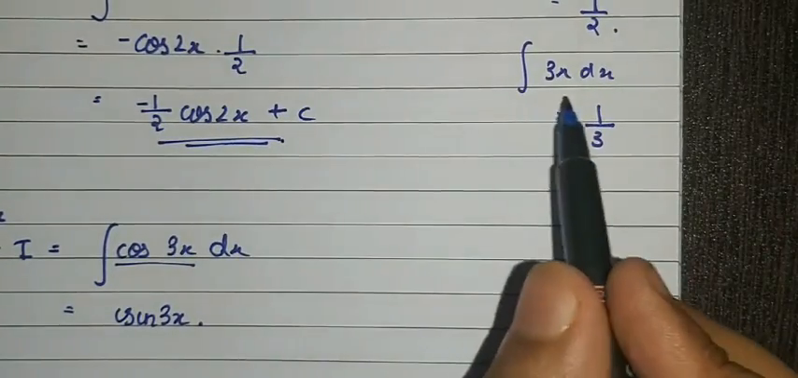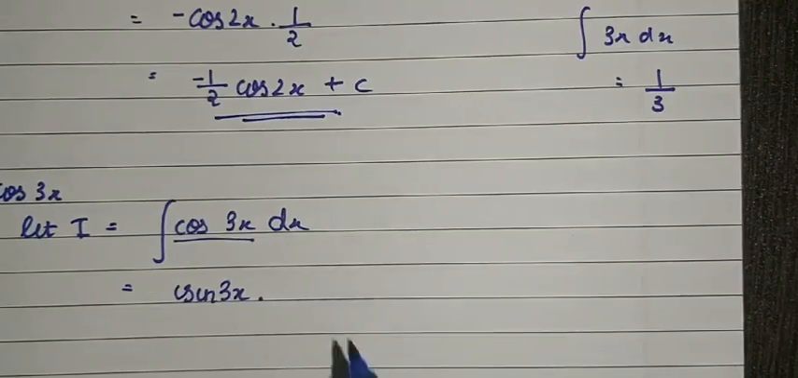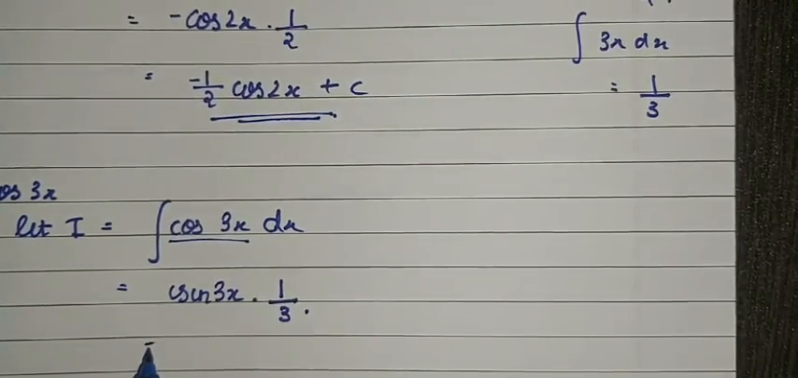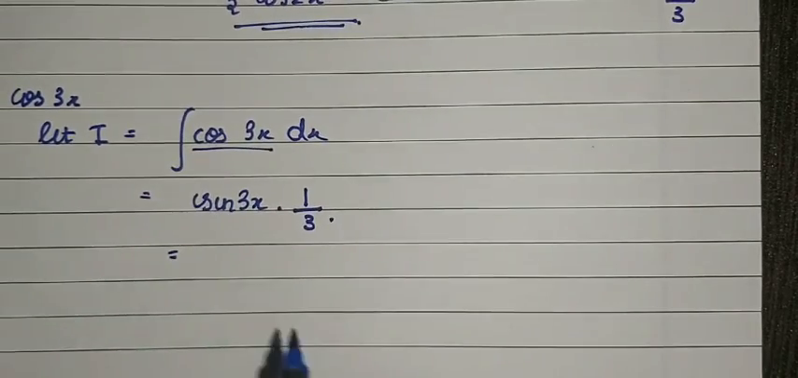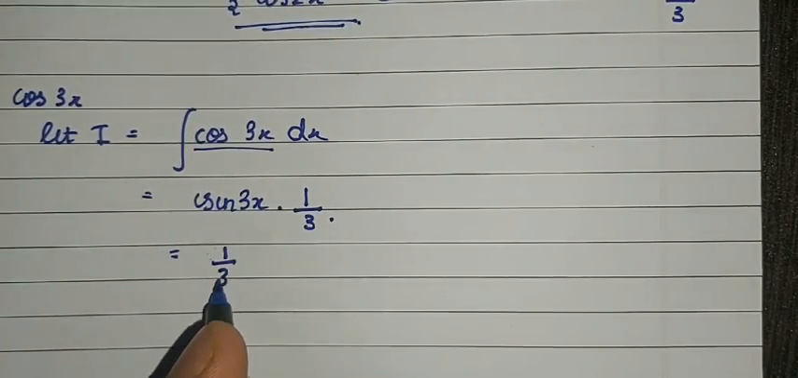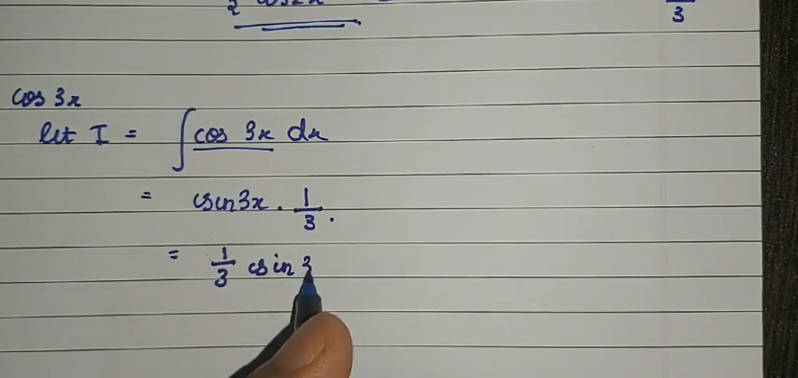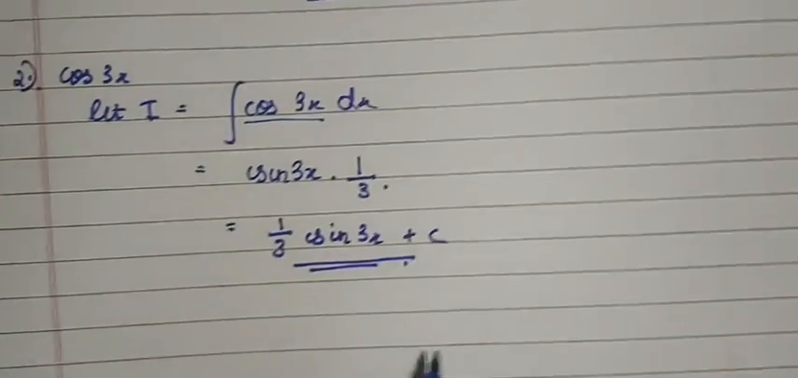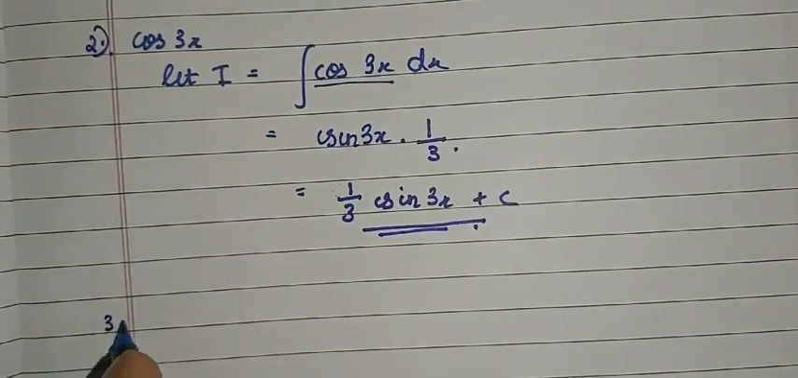Now we need to integrate 3x. We have already done that. For 3x it is 1 by 3. So positive sin 3x into 1 by 3. Let us make it into a final, very beautiful looking answer: 1 by 3 sin 3x plus c. Very easy. Now let us move to the third question.